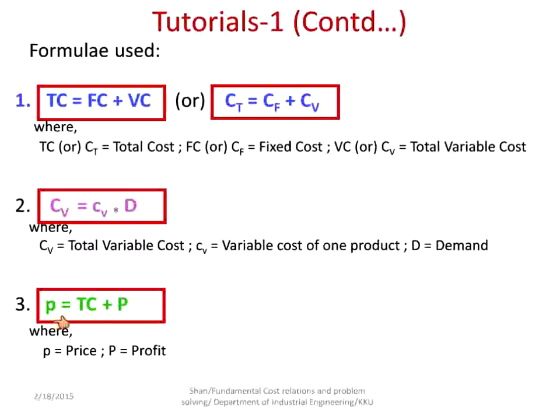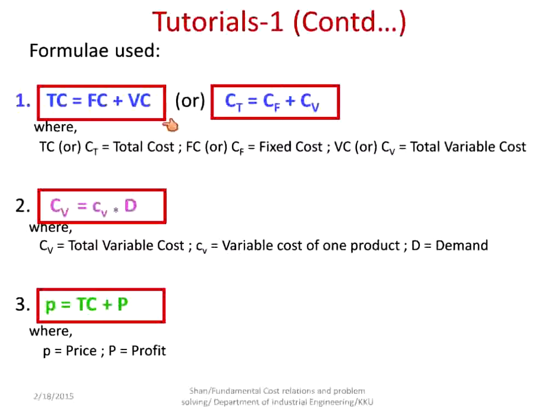And the third formula is small p equal to TC plus capital P. You see, TC you know already. TC means total cost. Capital P is the profit. We have seen this in the previous lecture. And small p is the price of the product. Okay, so don't forget, if you have a paper with you, please write these 3 formulae on the paper, and then we will go to solve the problems.